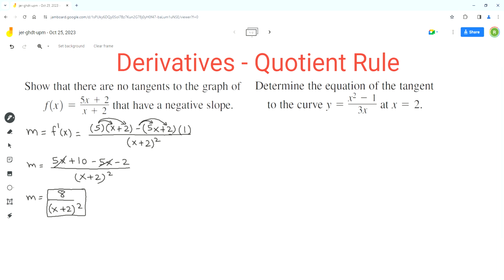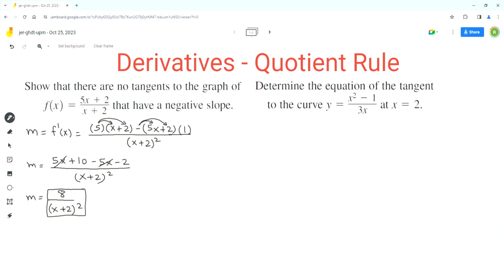So here we do not have to find the values of the slope of the tangent. We just have to prove analytically that this expression cannot have a negative value. So this is how we solve this type of problem. Now we can work on the second problem.